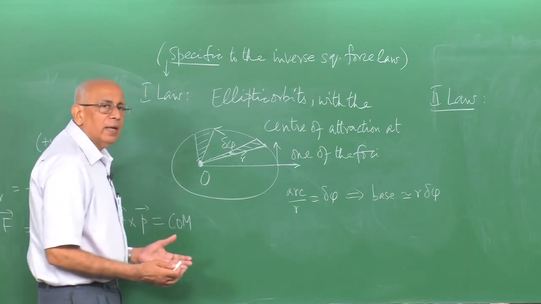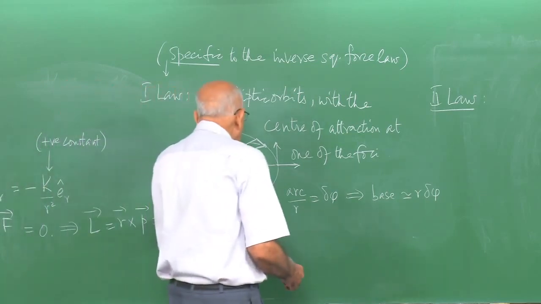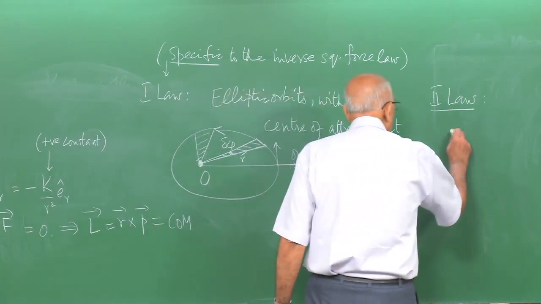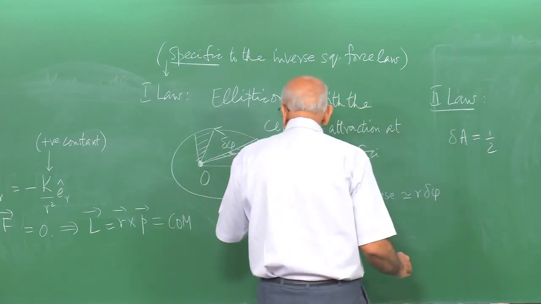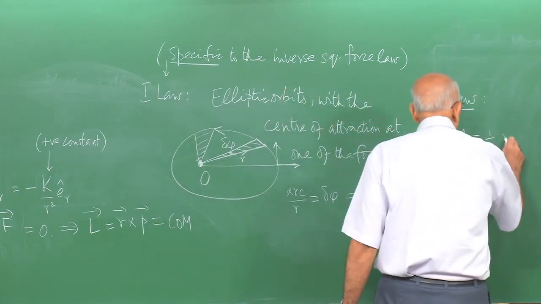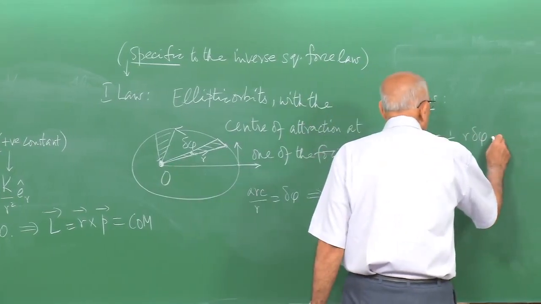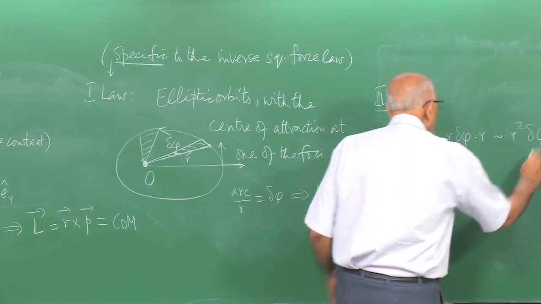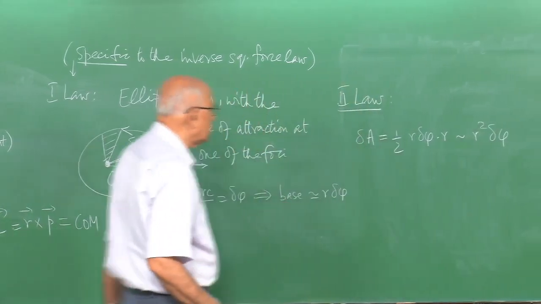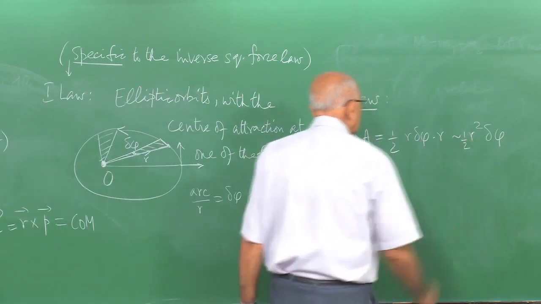What's the area of the triangle? It's half times the base times the height. So this little triangle has an area delta A, which is equal to 1/2 the base of the triangle, which is r delta phi, times the height of the triangle, which is essentially r, apart from a factor of 2. We put that factor in, and it's equal to this.